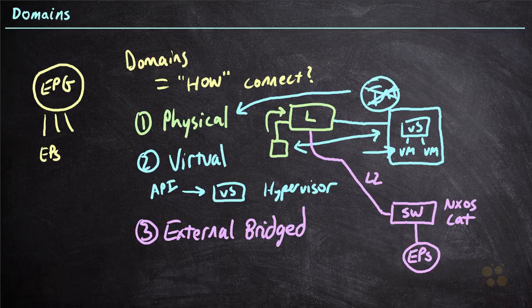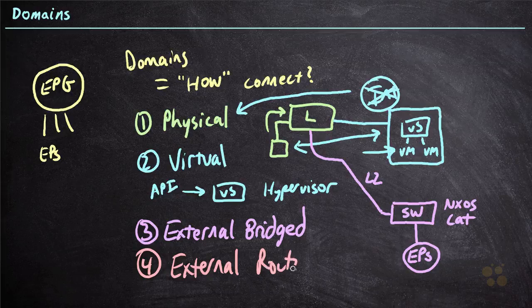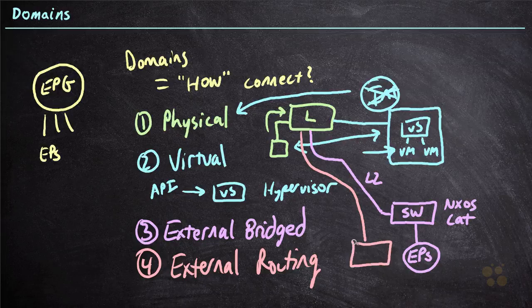Now, just as physical and virtual domains parallel one another, so do the external bridged and the fourth one, which is external routed. External routed would be pretty much the exact same concept. We have a leaf switch that has a switch hanging off of it, but maybe there's a layer 3 switch, or perhaps it's a router. Either way, it's a layer 3 extension to some layer 3 device. And just like the layer 2 side, we have endpoints that are hanging off of that layer 3 device. ACI treats layer 2 and layer 3 connections differently, and that's why we have 2 different domain types between the 2 different types of connections.